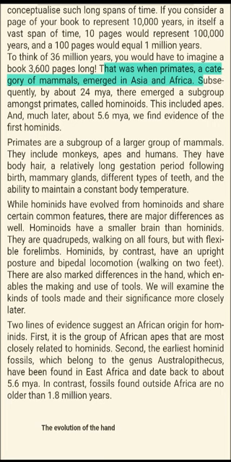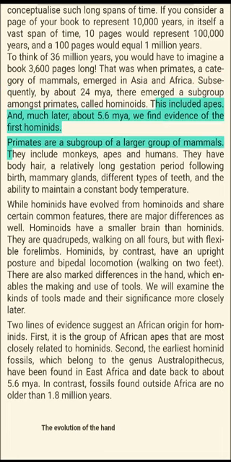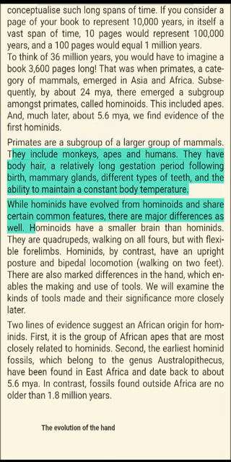That was when primates, a category of mammals, emerged in Asia and Africa. Subsequently, by about 24 million years ago, there emerged a subgroup amongst primates called hominoids. This included apes. And, much later, about 5.6 million years ago, we find evidence of the first hominids.